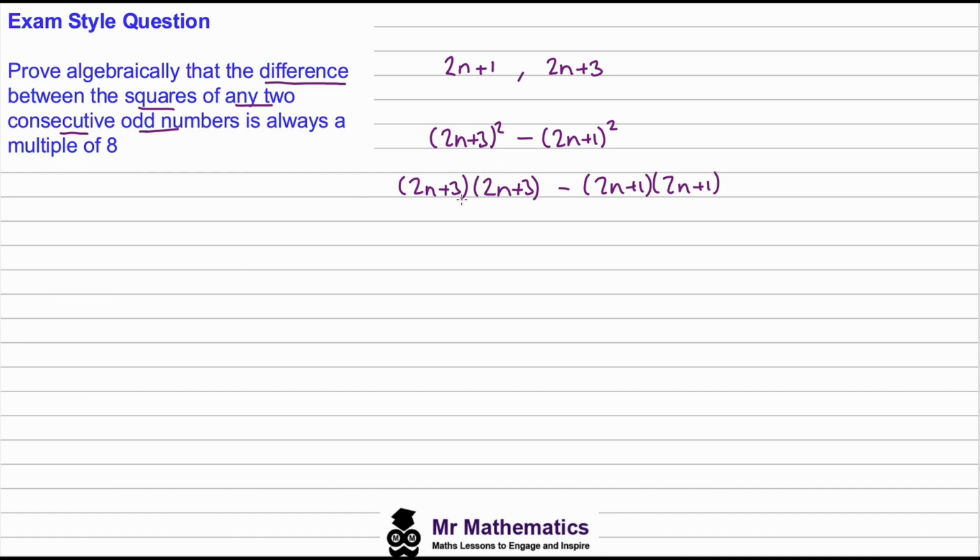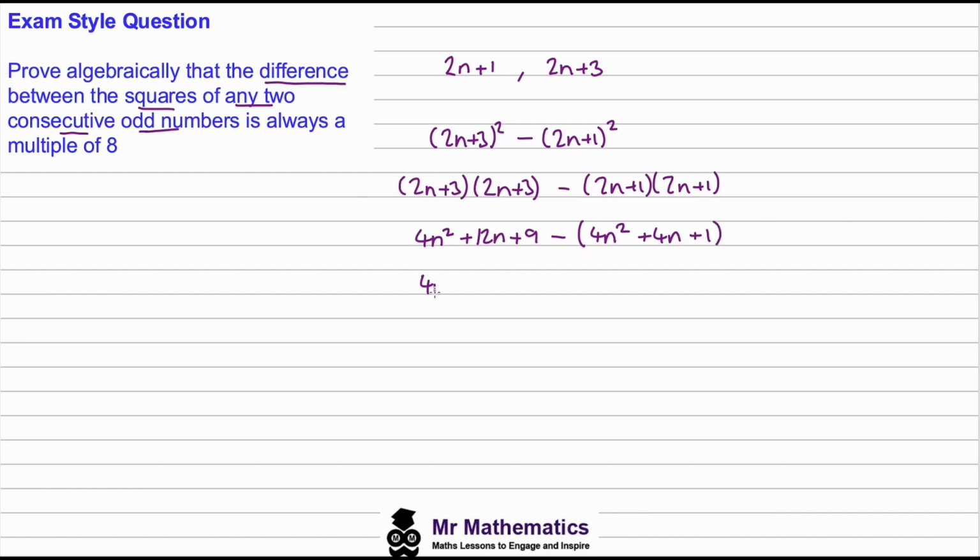We'll get the 4n squared plus the 6n plus another 6n, and then 3 times 3 is 9, minus 2n times 2n, so 4n squared. Then we've got 2n plus another 2n, and then we've got 1 times 1. So what do you think we need to do next?